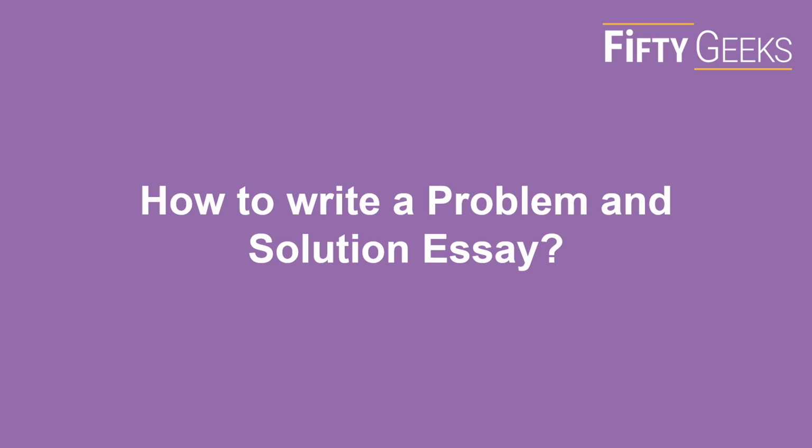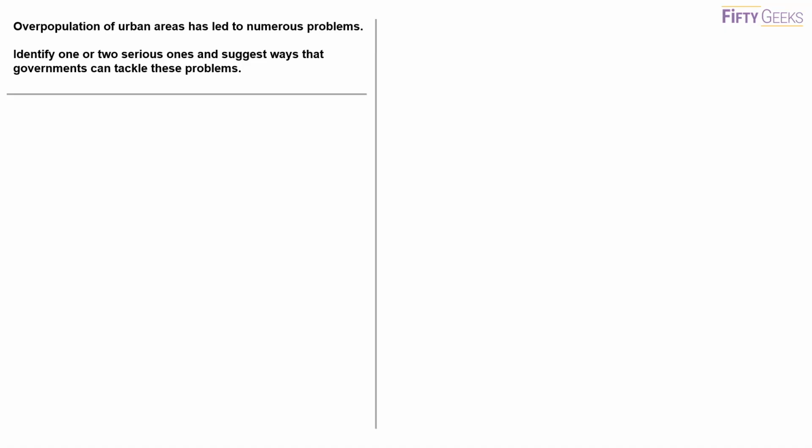In this lesson, we will learn how to write a problem and solution essay. I will take a sample question and will solve it step by step. Okay, let's start by having a look at the sample question first, which says, overpopulation of urban areas has led to numerous problems. Identify one or two serious ones and suggest ways that governments can tackle these problems.